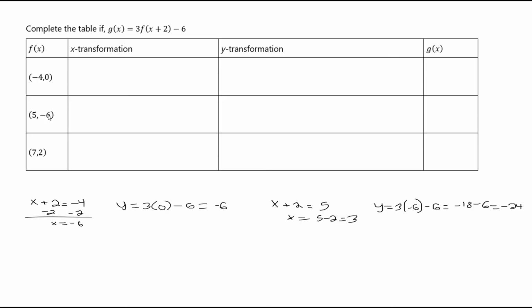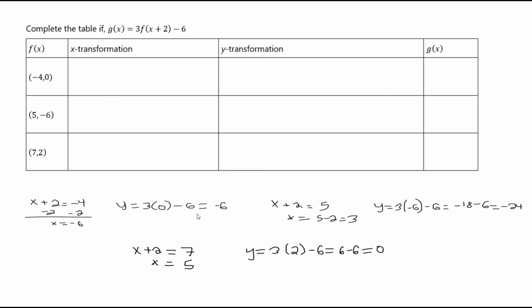For the second part, we're going to go ahead and set x plus 2 equal to 5, because that's what x is equal to, and this whole thing has to equal 5. So therefore x plus 2 equals 5, so that means x has to be 3. If you plug it in, you get 3 plus 2, which is 5, which makes sense because this has to be 5. Now we know that the y is negative 6, so we can plug in negative 6 for f. So we got 3 times negative 6 minus 6 is negative 24.